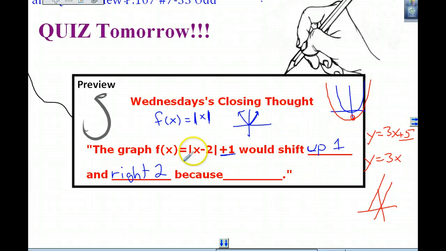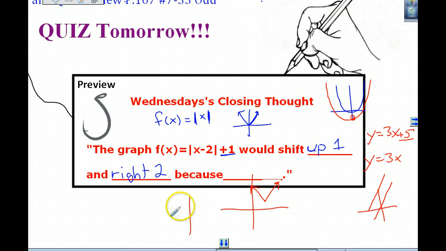And this part on the inside is the new part, where, yeah, it says -2, but it really shifts the other direction. Why is that? Because when you plug in +2, you get 0. 2 minus 2 is 0. So that's why we're going to start at +2. So this graph right here would be just like this, just a V, but it's going to shift up 1 and then right 2. So that one would just start just like that.